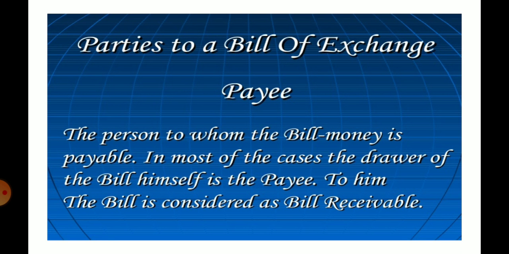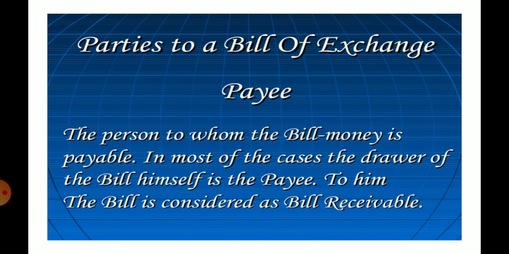Now, the payee. The person to whom the bill money is payable is called the payee. In most cases, the drawer of the bill himself is the payee. To him, the bill is considered as a bill receivable. Sometimes the payee and the drawer may be two different persons. The person who receives the payment is called the payee. It may be any third party also. Otherwise, the drawer will be the payee of the bill.